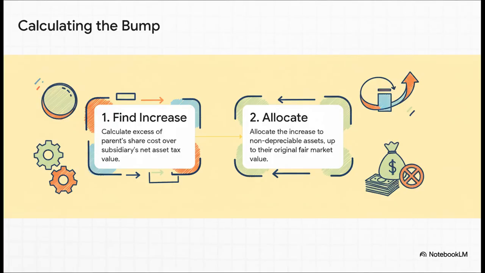So how does it work? It's basically a two-step process. First, you calculate the available increase by figuring out the difference between what the parent paid for the shares and the subsidiary's net assets at their tax value. Then you get to allocate that increase to specific assets. But, and this is the key, you can only bump them up to what they were worth at the time the parent first bought control.